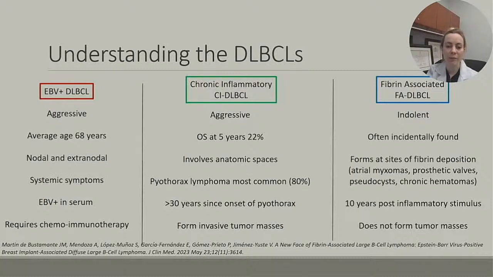But like chronic inflammatory diffuse large B-cell lymphoma, it does involve specific anatomic spaces. Typically, it's found at sites of fibrin deposition. So this can often be found in association with things like prosthetic valves. Now, this is more similar to what we think the breast implant-associated diffuse large B-cell lymphomas are because they are found in the capsule, so an anatomic space, and they're more indolent. So they are much similar in clinical presentation to these. So now, whereas fibrin-associated used to be a subtype of chronic inflammatory, it is now its own.